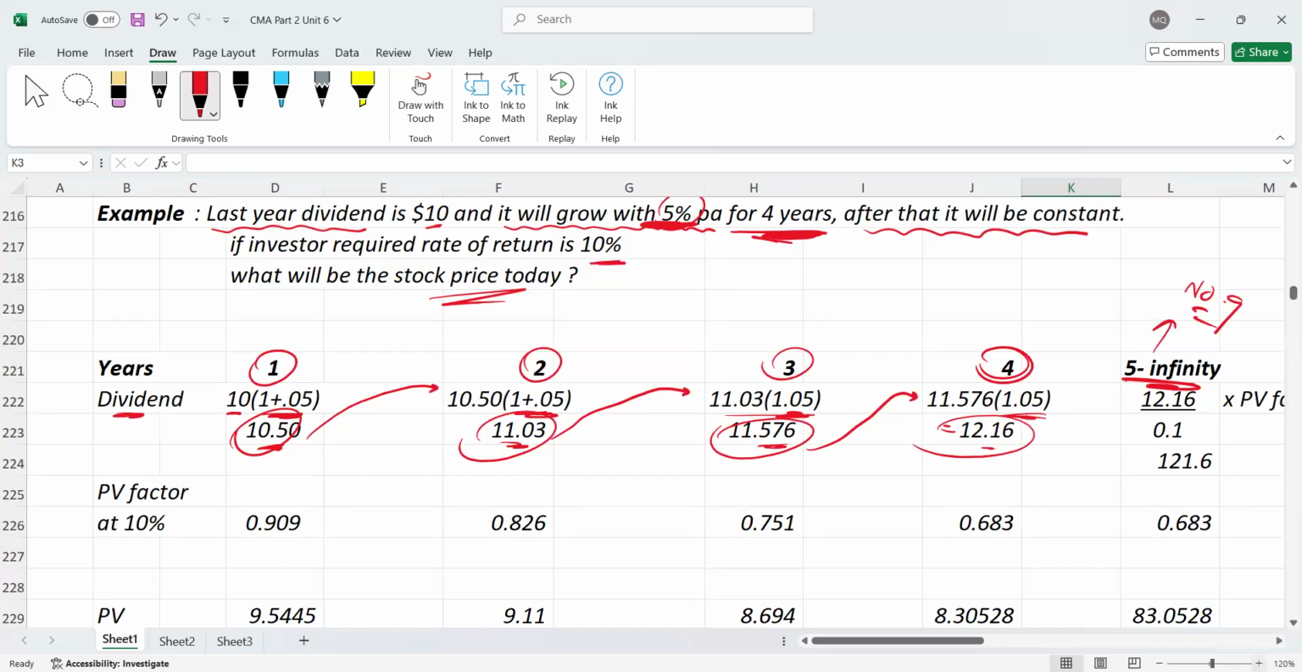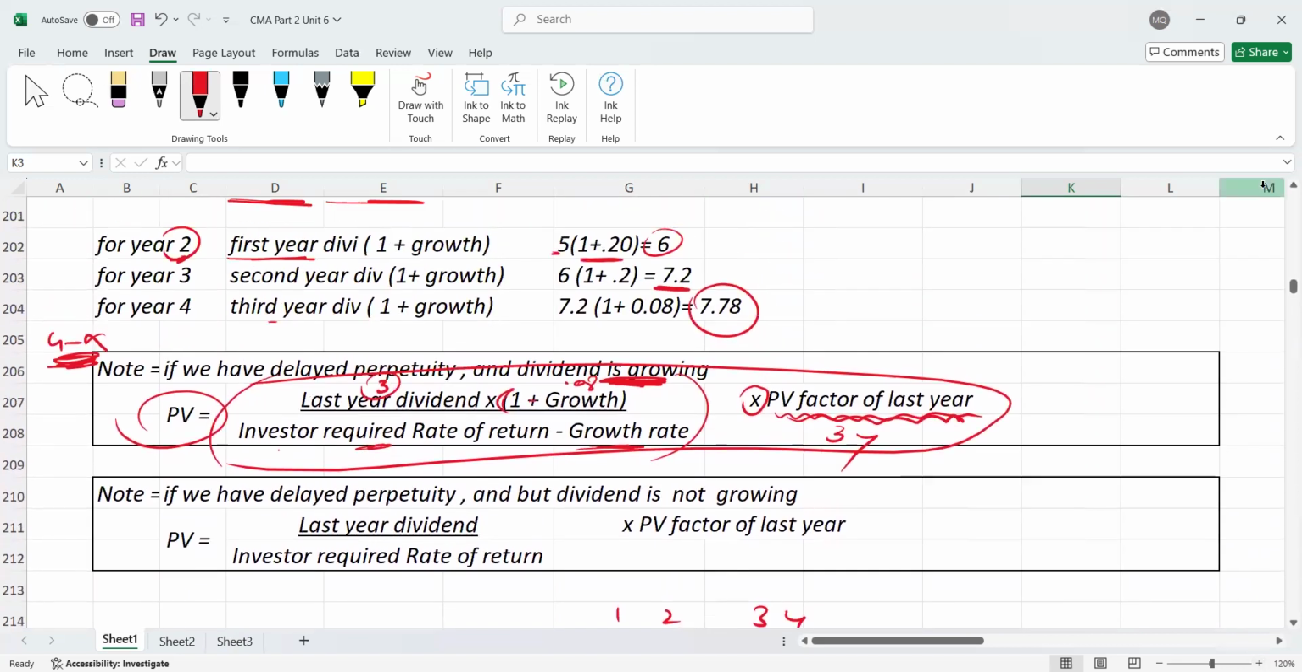Now from year 5 to infinity, because there is no growth, you will apply the formula for delayed perpetuity. See the difference. You will take last year dividend because you are applying this formula from 5 to infinity. So last year dividend will be the year 4 dividend, divided by investor required rate of return and multiplied by present value factor of the last year.